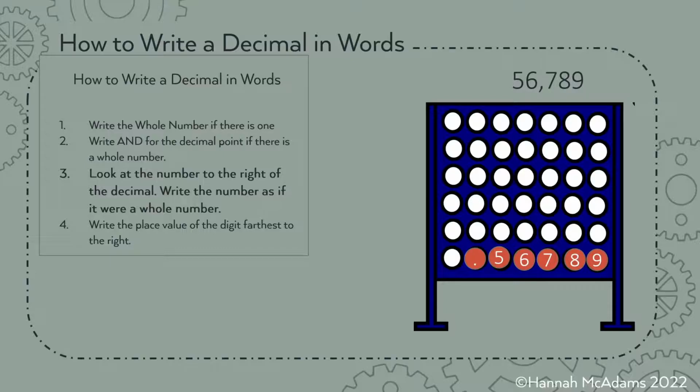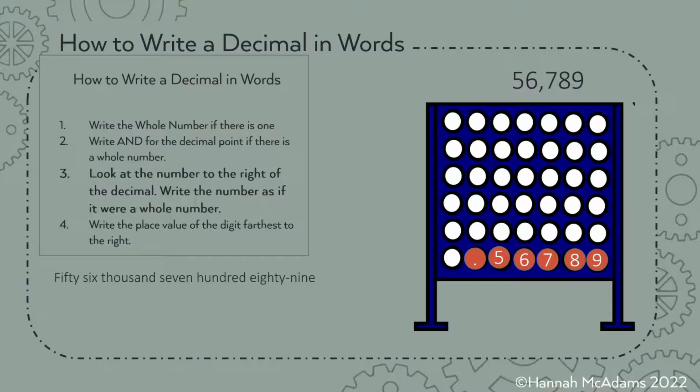Now, I will take the comma out before I'm finished because this is not the same as if it were a whole number, but we're going to write it just like we would the whole number. So if you understand place value, you know that this number is 56,789. So I'm going to write that in words, okay?